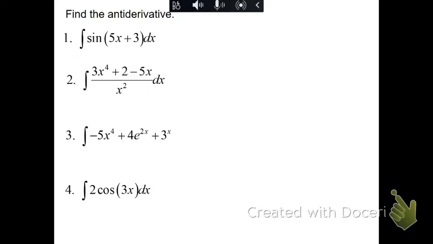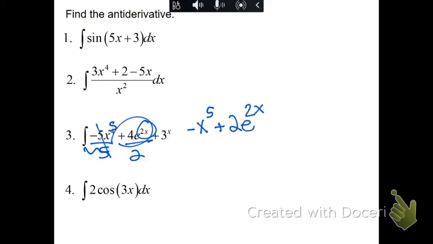Okay, number 3 is just a little bit of everything, quizzing your memory. The first term, add 1, you get a 5, and divide by 5. So that's going to be a negative x to the 5th. This guy is 4 e to the 2x divided by 2, because you're dividing by the derivative of the inside, which gives you 2 e to the 2x. And the last one, pure memorization, 3 to the x divided by the natural log of 3, plus c. One more, the last one.